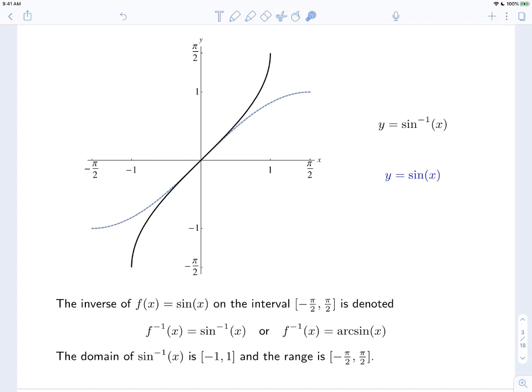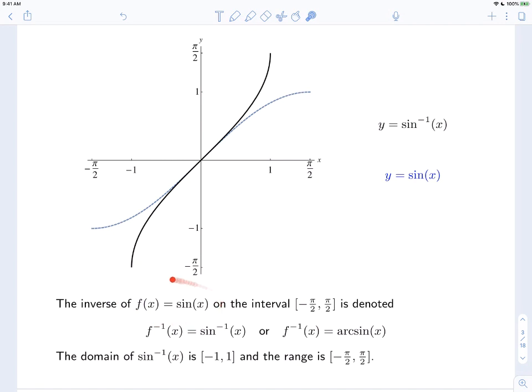The inverse of sine of x on this interval is denoted by sine to the negative 1. But this doesn't mean the reciprocal, this means the inverse of sine, the inverse function. Another notation that's used is the arcsine. The domain of the inverse of sine is the interval from minus 1 to 1, and the range is the interval from minus pi over 2 to positive pi over 2. That's because the domain of the inverse function is the range of the original function, and the range of the inverse function is the domain of the original function.